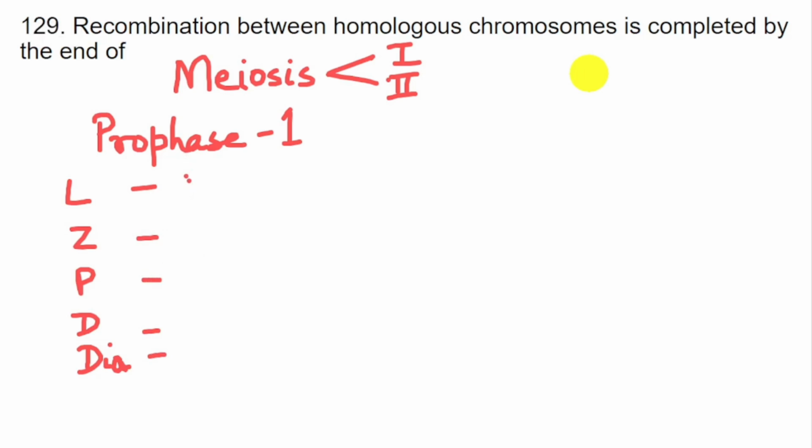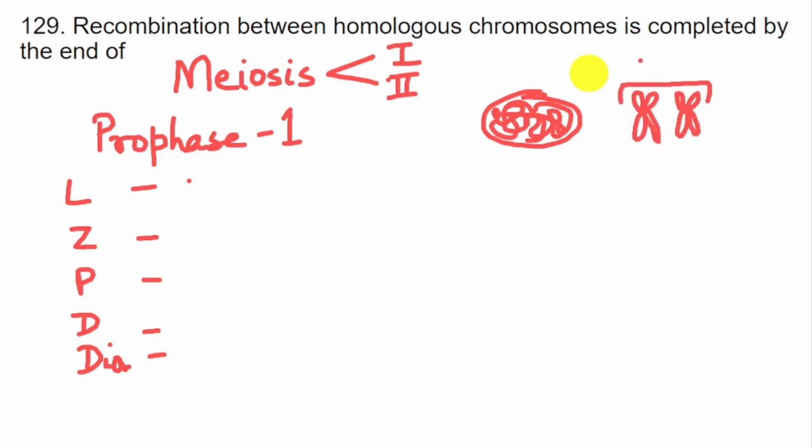So during prophase, the condensation of chromatin occurs. So chromatin is the entangled structure, the DNA with histone proteins arranged in the nucleus this way. So condensation will happen and slowly the chromatin will form chromosomes like this. And this pair is called homologous chromosome pair.